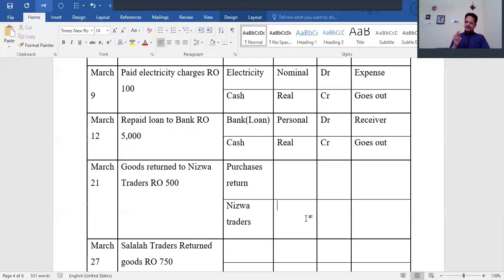NISWA traders is an account payable because before you purchased goods from them, now you return some goods to them. When you purchase goods from them, they are the person you owe, your liability. You have to pay money. So you have to understand that. Now purchase return, you know already, purchase is always an expense. Expense is a nominal account. And NISWA traders, as you know, is your liability.